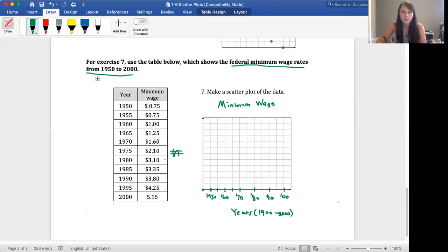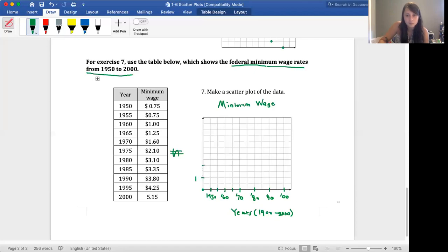Now with the money. I don't have to go up by tens for the money because my smallest Y value is like 0.75 and my biggest Y value is like 5.15. So if I go up by tens, I'm going to literally fill up all this space within the first little box, and it's going to be all squished in there. So I'm going to think through how to space out from 0 to 5 about, or 0 to 6. So I might just count up by ones for every 2 boxes.